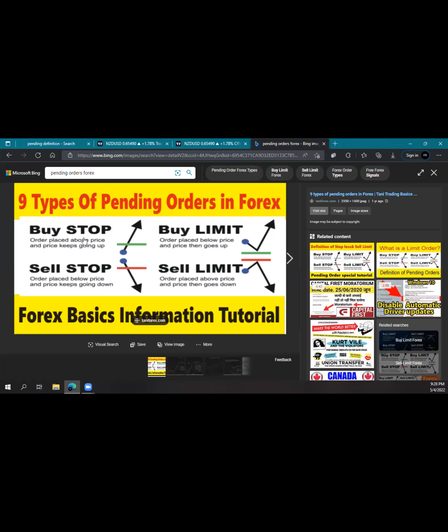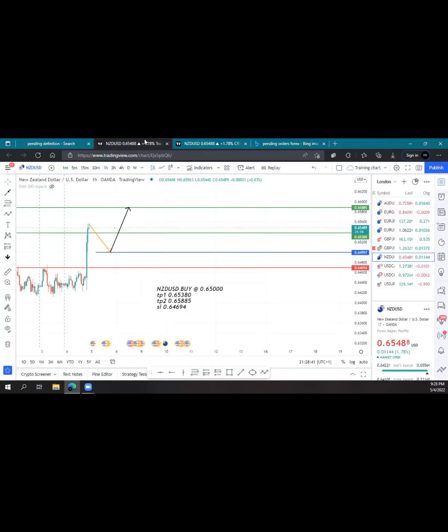Now I'm going to actually talk about buy stop. But buy limit, like I said, is an order that is placed below. Now I'm going to show you guys one more time before I go over to buy stop. The entry price I said was 0.65. The current market price is 0.65487. It's still above the entry by 48 pips.